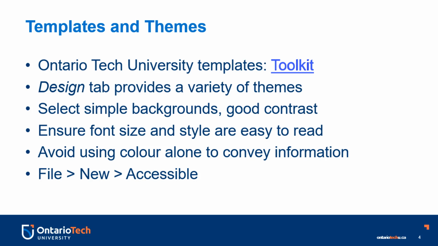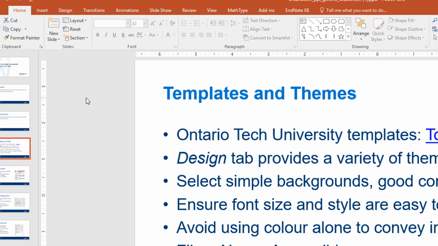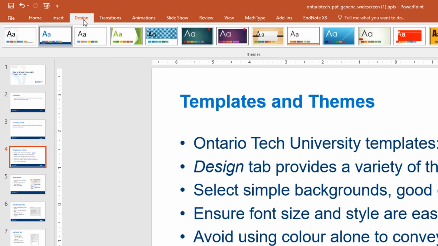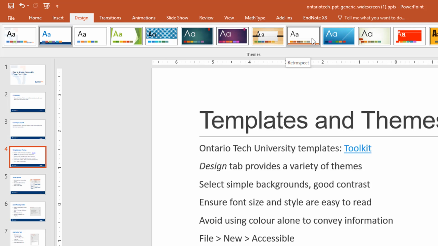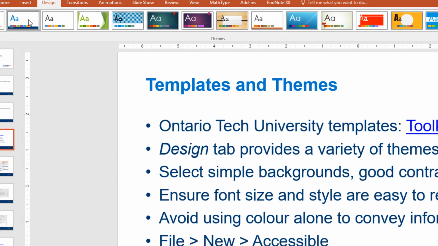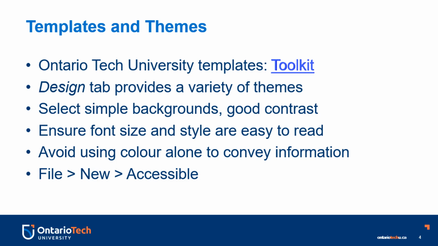Before you begin adding content to your PowerPoint slides, you will need to select a theme or template. You may wish to use the Ontario Tech University branded templates found in the toolkit, which is the template you see here. For other themes, click on the Design tab near the top of the screen. Whether you choose to use one of these themes or create your own, be sure to select one with a simple background and good contrast between the text and the background. You should also select one of the sans serif fonts, such as Arial or Ubuntu, which is easier to read than more decorative fonts.